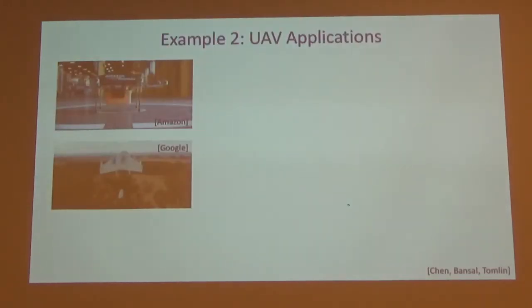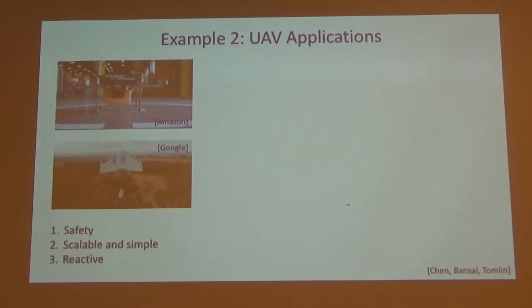But another autonomous system where the air traffic control is really helpful or useful is UAVs. UAVs have gained a lot of popularity recently, and their potential applications include Amazon Prime Air, Google Wing, where these companies are hoping to use UAVs to deliver packages. The other applications include aerial surveillance and fire management and so on.